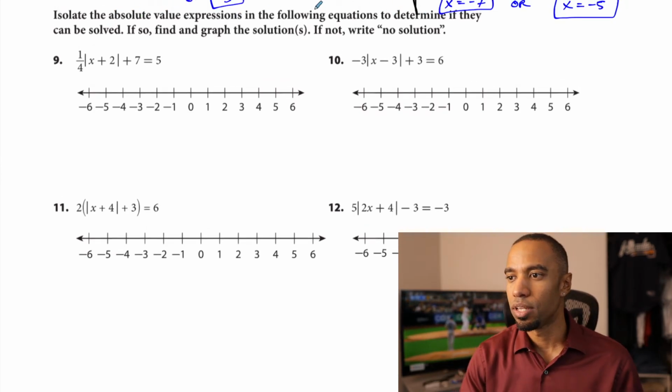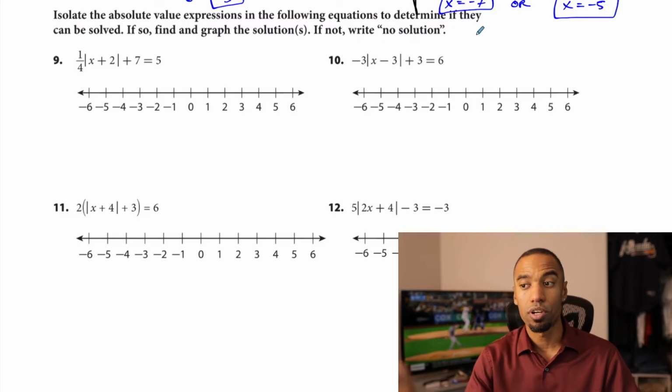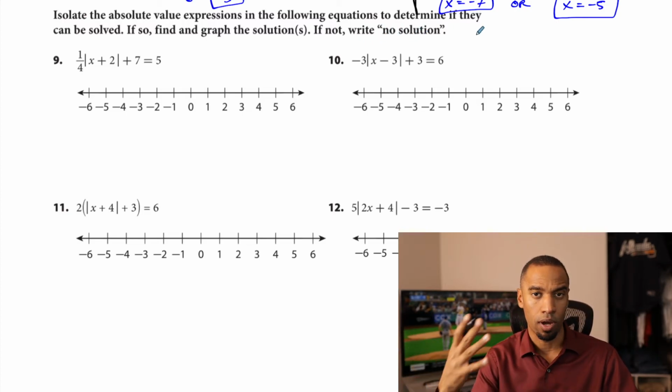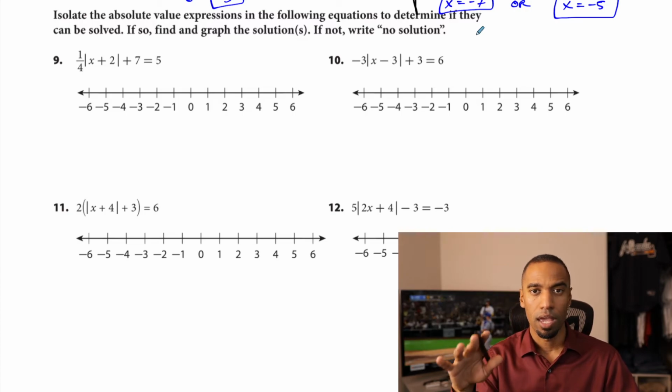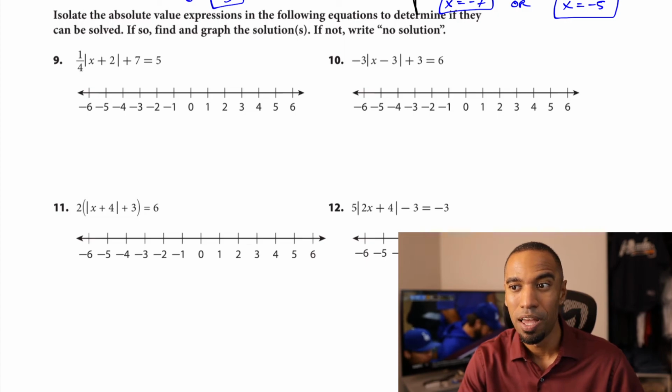All right, isolate them in order to determine if they can be solved. If so, find and graph. If not, write no solution. There's a very possible chance that they have no solution, and I want you to see what that means when we run into it, and what you've got to avoid doing just in case you accidentally make a mistake here. This is actually, I think, one of them. Okay, so right here.